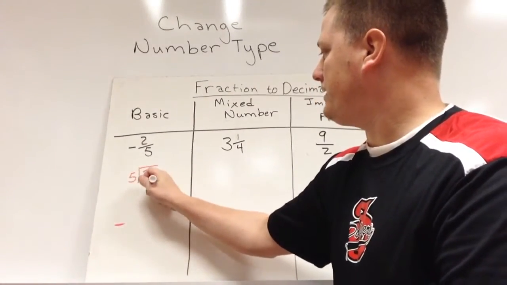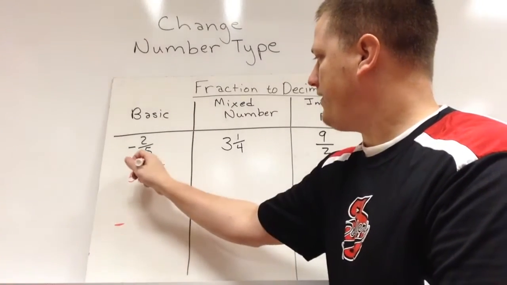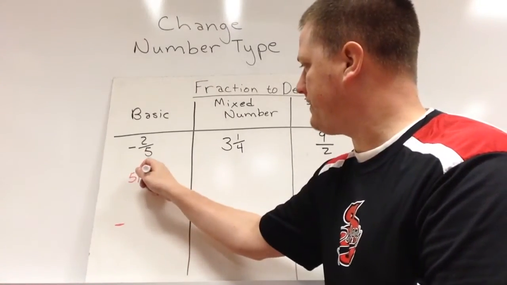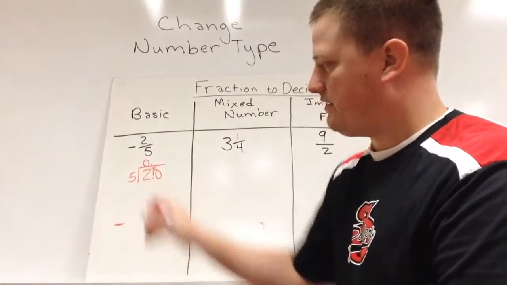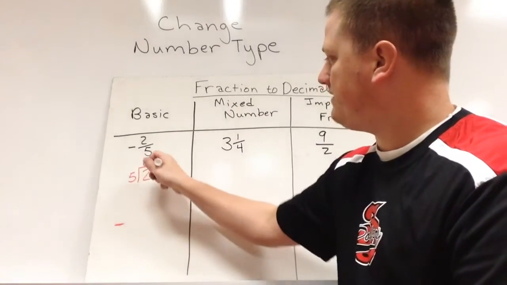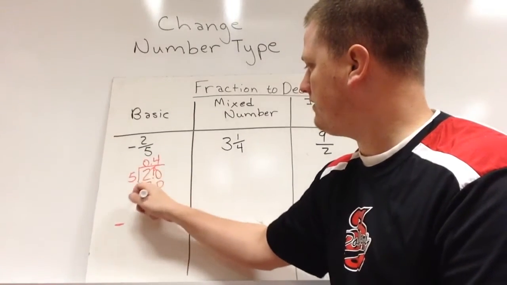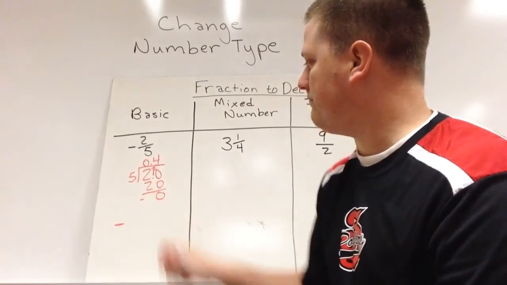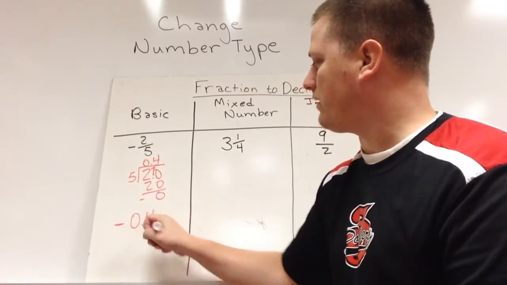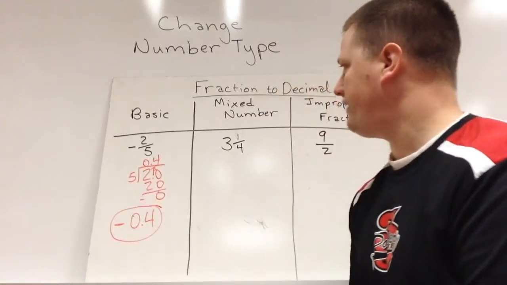So we need to put in a decimal point because we can't take 5 into 2. Bring our decimal point up, 5 divides into 20. Well, we can count this out. We can use a calculator. 5 divides into 20 4 times. 4 times 5 is 20. We're left with a remainder of nothing. So we have negative 0.4, or negative 0.4 is negative 2/5.